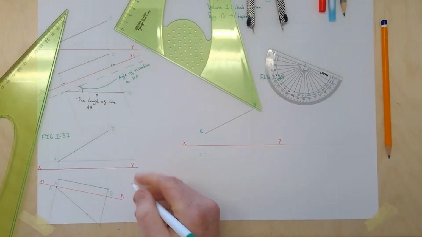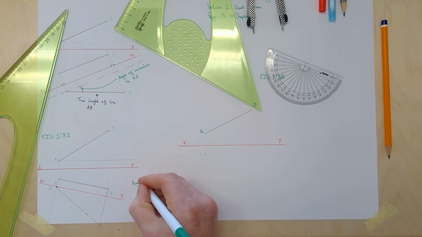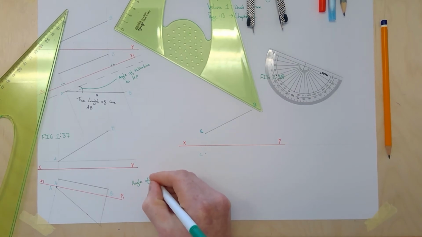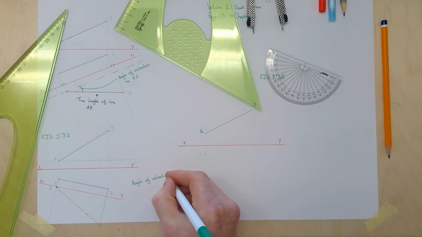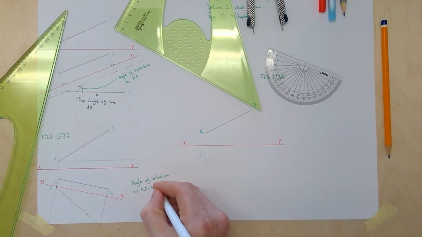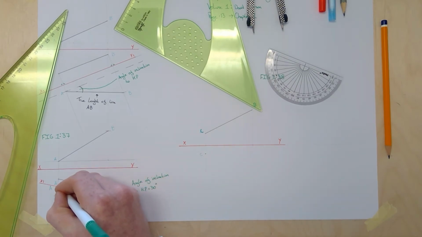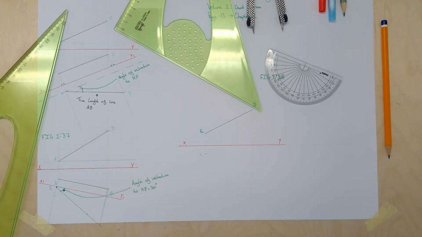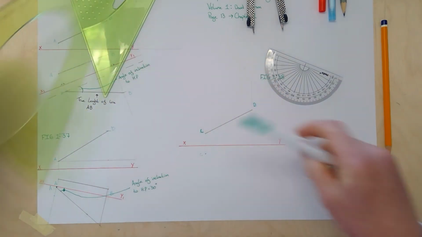So I'm actually going to write that in there now. So angle to the horizontal plane equals 30 degrees. I'm going to do a little arrow in here. There we go. Okay, so that's that question done. So I'm flying through these.